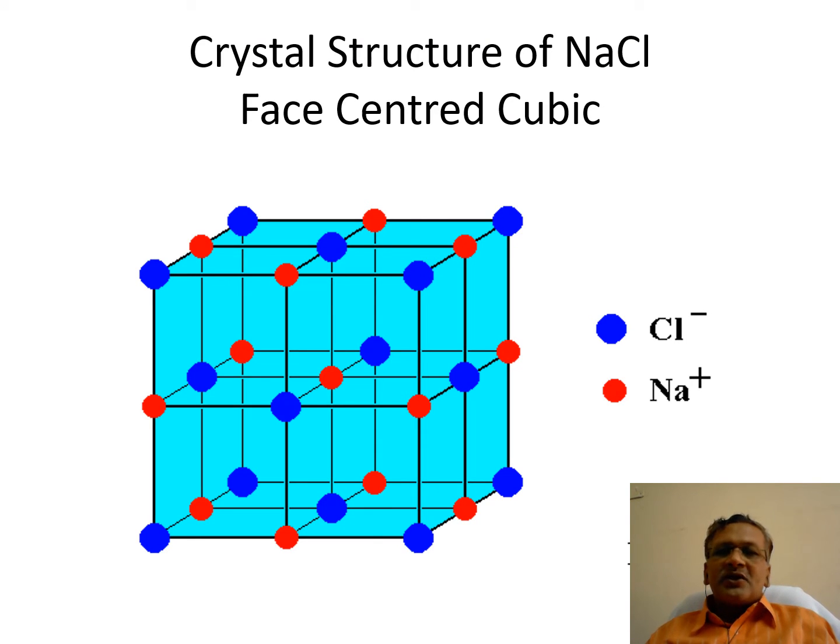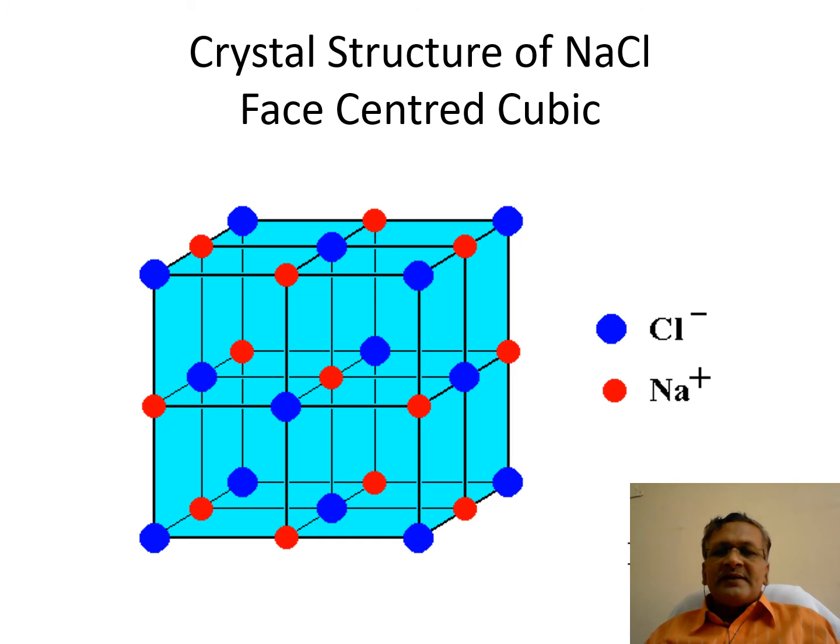Now, crystal structure of sodium chloride. Sodium chloride belongs to the cubic structure. In the cubic, it is face-centered cubic. Here, sodium atoms are represented by red color. Chloride atoms are represented by blue color. Chloride ions are the anions, and they have a larger radius than the cations. Therefore, we have shown the anions, the negative ions, in a bigger size and the cations in a smaller size.